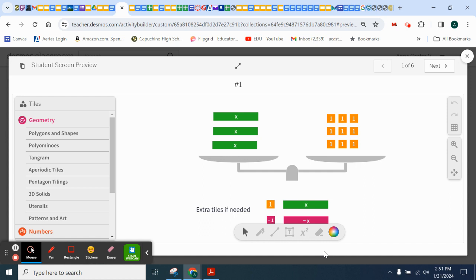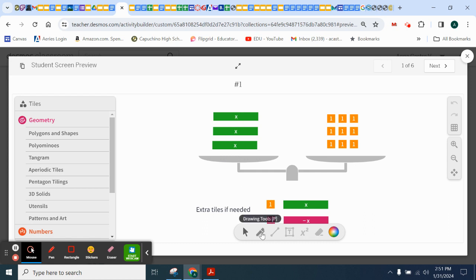So notice in this problem, I have 3 X's on the left side and I have only ones on the right side. So I cannot get rid of X's from both sides. I don't have X's on both sides. So when you have more than one X on one side and you can't get rid of them, what you can do is divide them up into groups. I have 3 X's, so I'm going to make 3 groups.